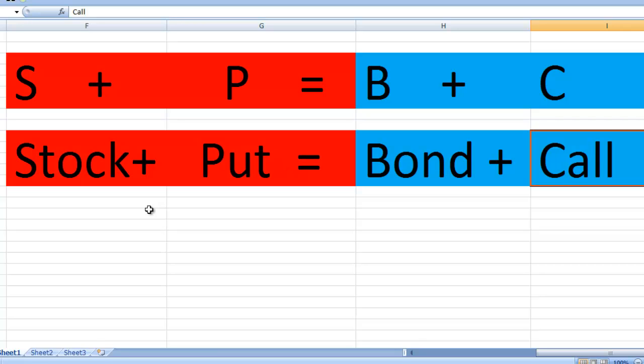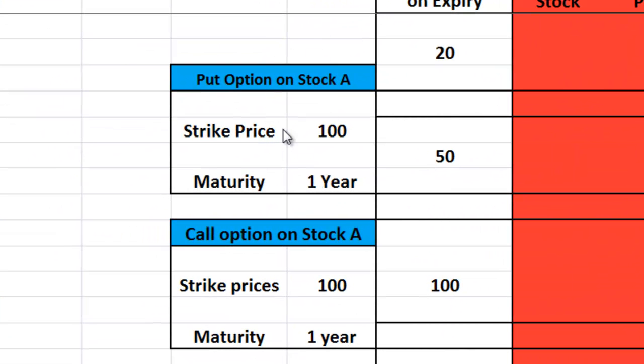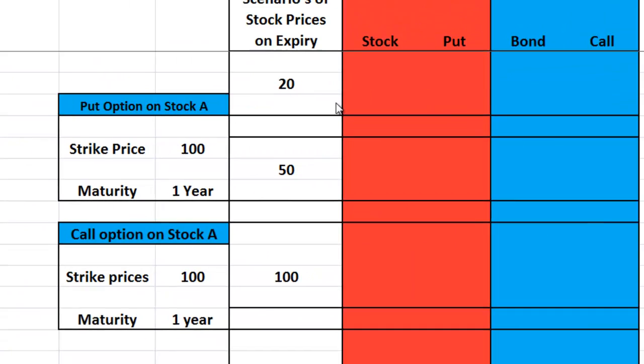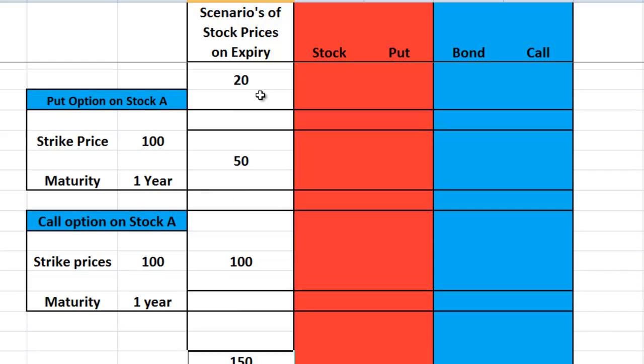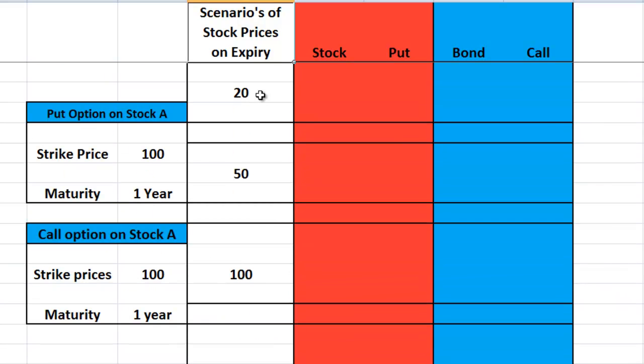So let us go and understand this concept with the use of certain numbers. So now we have a put option and a call option, both of them with a strike price of 100, both of them have maturity of 1 year, both of them are on the same underlying asset. These are the basic requisites of put call parity. Now let us assume that we have different scenarios of actual stock prices on the date of expiry. So we have taken 3 to 4 different scenarios, and then we will try to equate the price of the first portfolio with the price of the second portfolio.